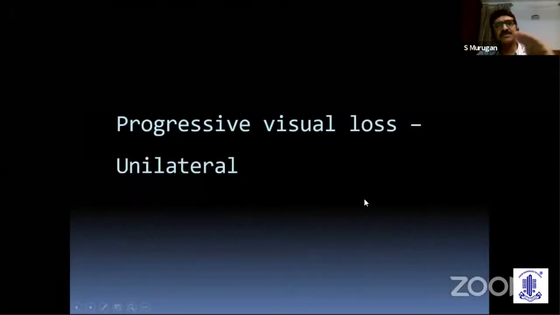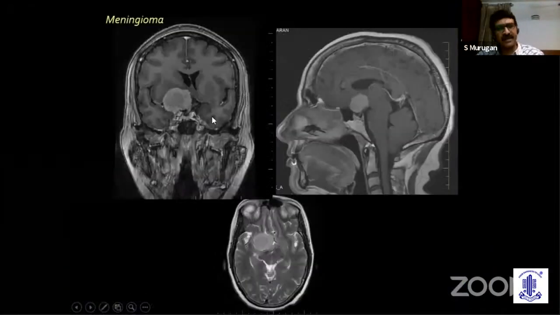Progressive visual loss. Anything which is progressive means we are dealing with some compressive lesion. Unilateral, yes, MRI is the choice, and you can see a big meningioma, typically in the tuberculum sellae region, compressing on one optic nerve and giving rise to optic neuropathy.